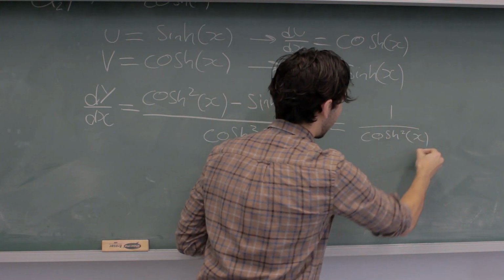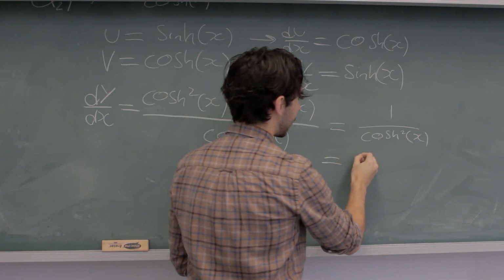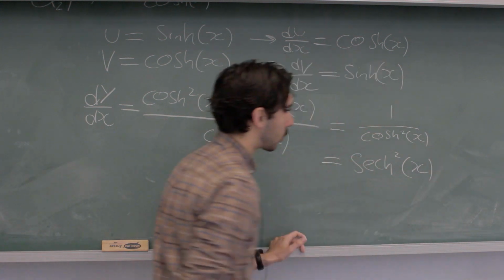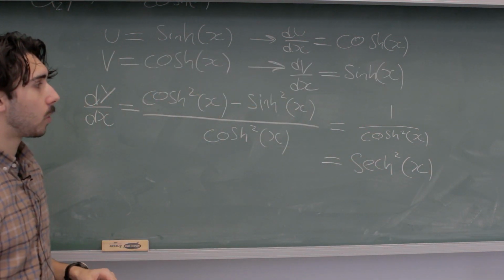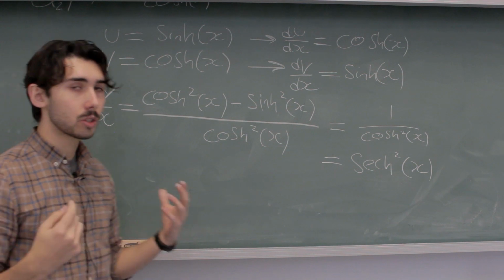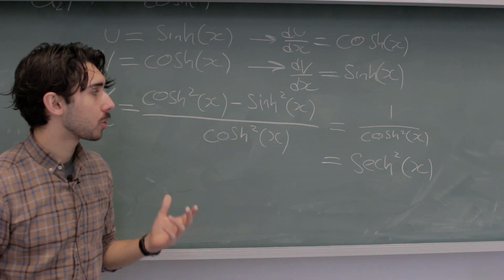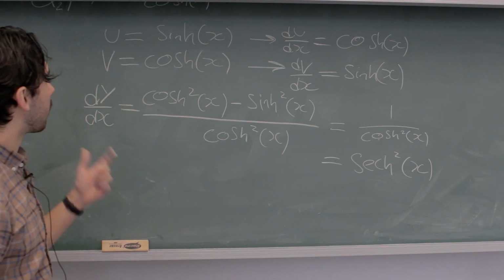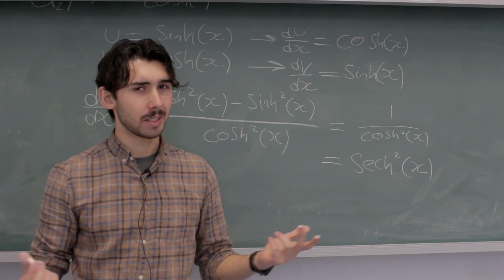And you could leave it like that, but a more common way to write this is sech squared. Because 1 over cos is sec, 1 over cos squared is sec squared. Well, 1 over cosh squared is sech squared. And that's the answer, that's the derivative of tanh x.